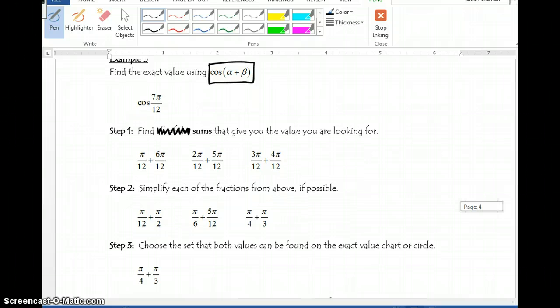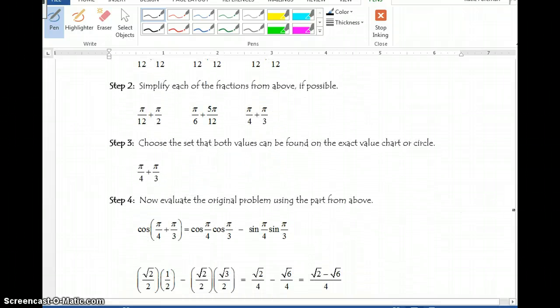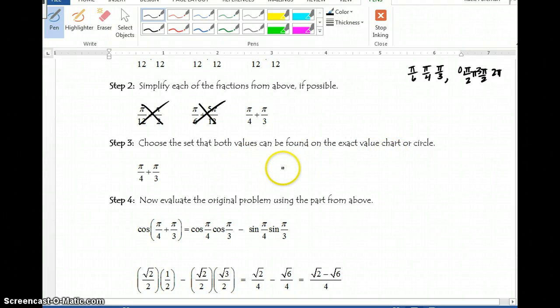Alright? Now these are non-calculator, so the only way that we can find the exact value is by using known angle measures. So our reference angles of pi over 6, pi over 4, pi over 3, or any values from the unit circle. So 0, pi over 2, pi, 3 pi over 2, 2 pi. I skipped pi, it should be in there. So it eliminates the first two combinations, because of the denominator of 12, we don't have the exact value for that. Choose the set where both values can be found on the chart or circle. We told you to use the sum formula.